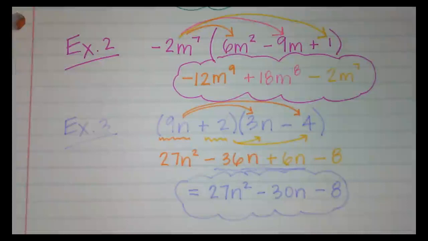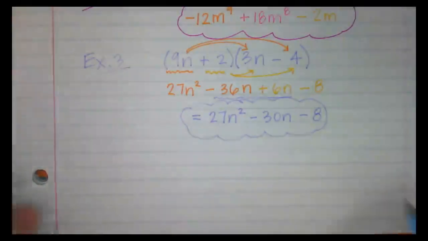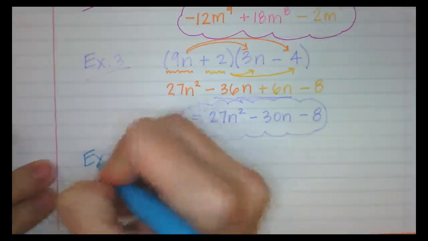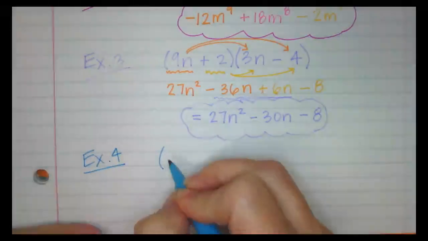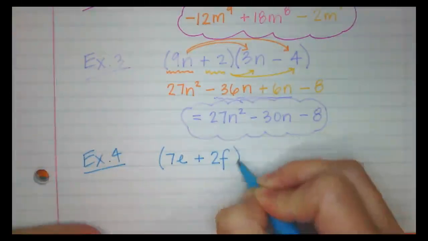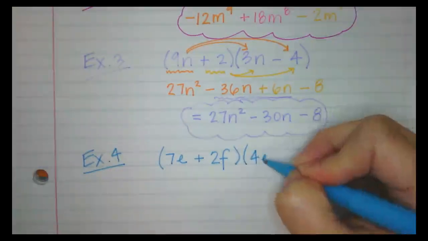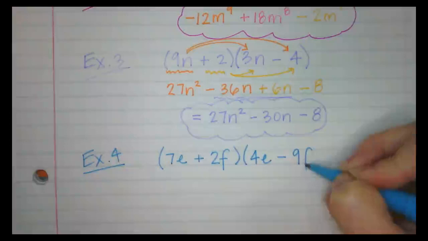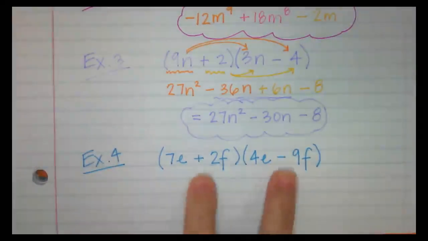All right, let's try one more of these. So, example 4. Okay, let's say that we had 7e plus 2f, and let's multiply that with 4e minus 9f. All right, so you can see I have two variables, not a big deal. Again, I'm multiplying a binomial with a binomial.